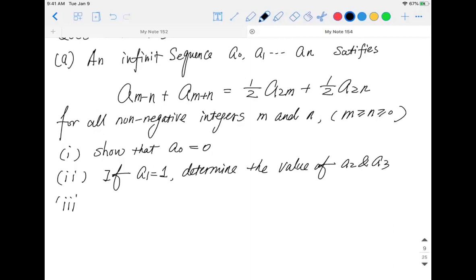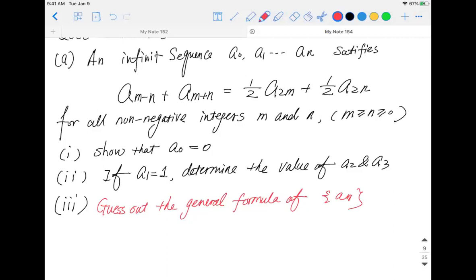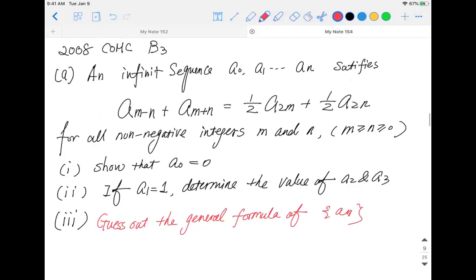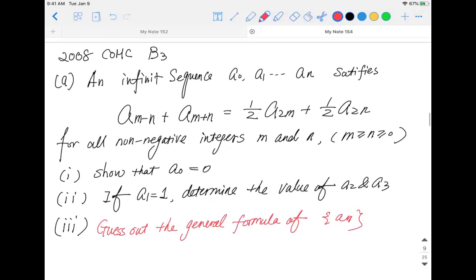The third one is actually added by me. The original question does not really ask you to do the third one, but I think it's good enough. You can guess the general formula of AN. Okay, let's have a look at this problem first. I'll give you 30 seconds to finish your writing. Let's try to do this problem together.